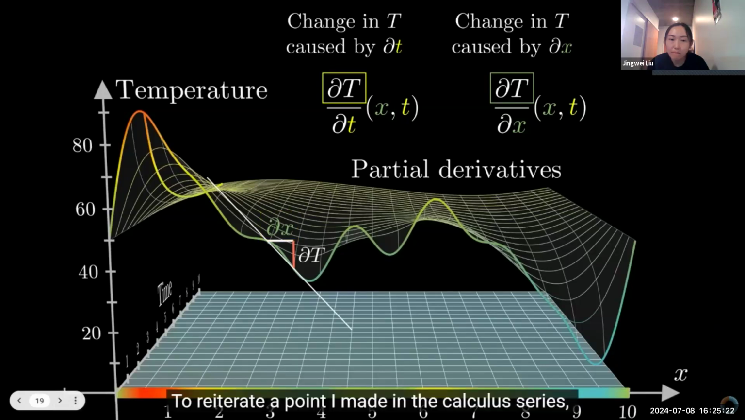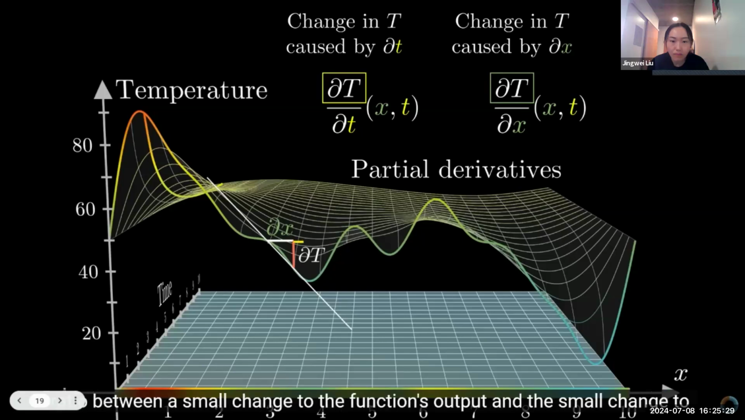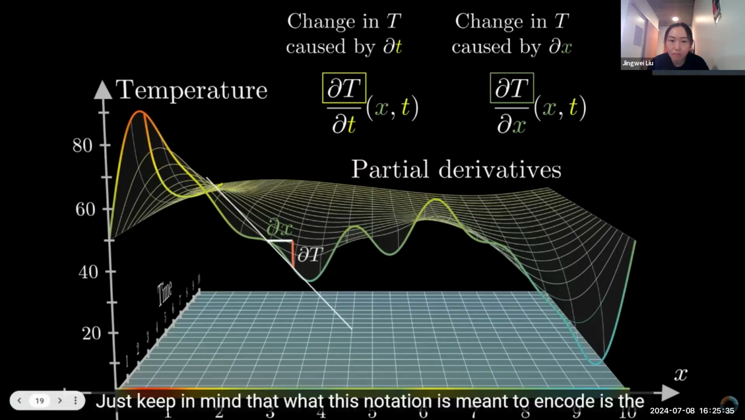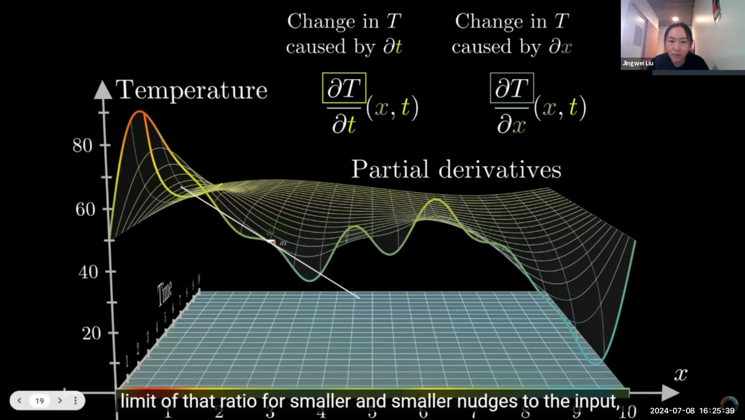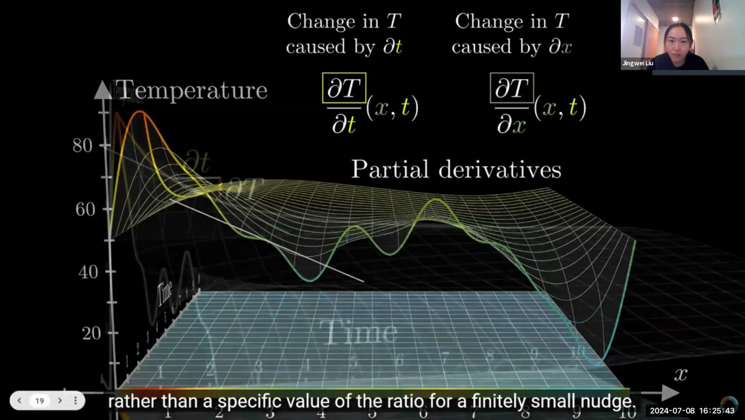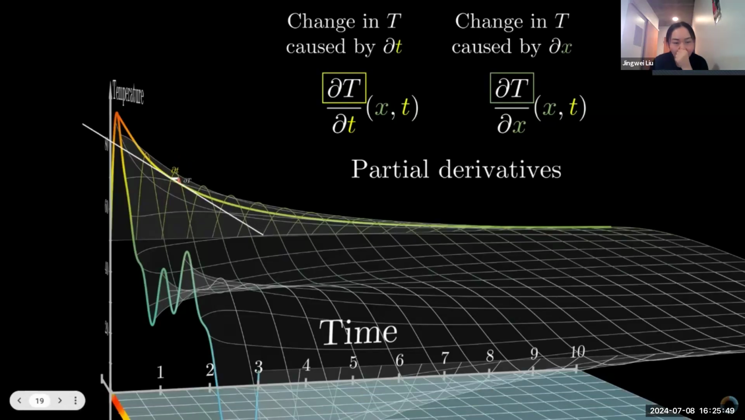To reiterate a point I made in the calculus series, I do think it's healthy to initially read derivatives like this as a literal ratio between a small change to the function's output and the small change to the input that caused it. Just keep in mind that what this notation is meant to encode is the limit of that ratio for smaller and smaller nudges to the input, rather than a specific value of the ratio for a finitely small nudge. This goes for partial derivatives just as much as it does for ordinary derivatives.